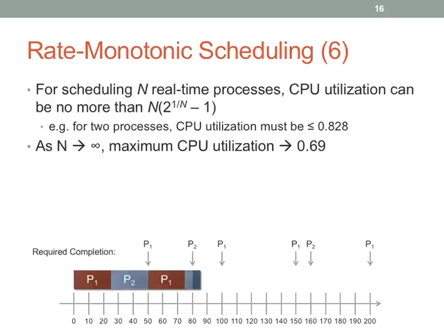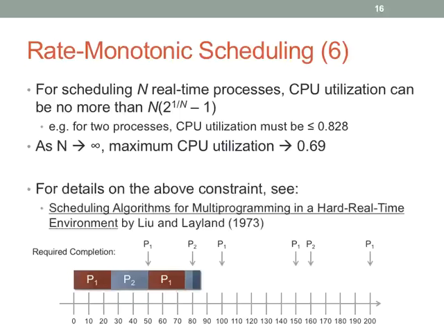Which is wild, because what we're basically saying is our CPU must sit idle for at least 30% of the time if we're going to schedule all our real-time processes correctly. Or for two processes, the CPU has to sit idle at least 18% of the time, if we're going to be able to schedule our real-time processes. That's kind of wild. The specific paper, if you want to look it up, is Scheduling Algorithms for Multiprogramming in a Hard Real-Time Environment, way back in 1973, before any of us here were born. They had figured this out.